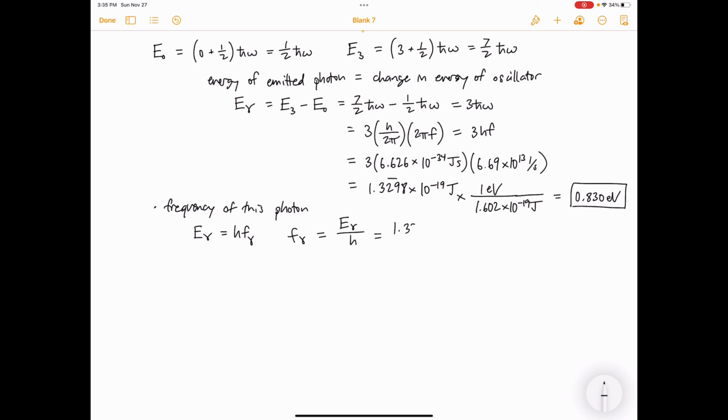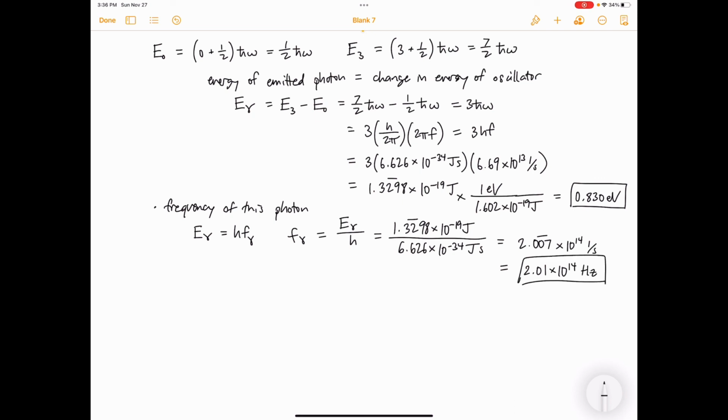We have 1.3298 × 10^-19 joules. And then h is 6.626 × 10^-34 joules times seconds. So what we'll get is a frequency which is measured in hertz. And this will come out to 2.007 × 10^14. And the units are inverse seconds, but remember that's the same as hertz. So to round it off, it's like 2.01 × 10^14 hertz.